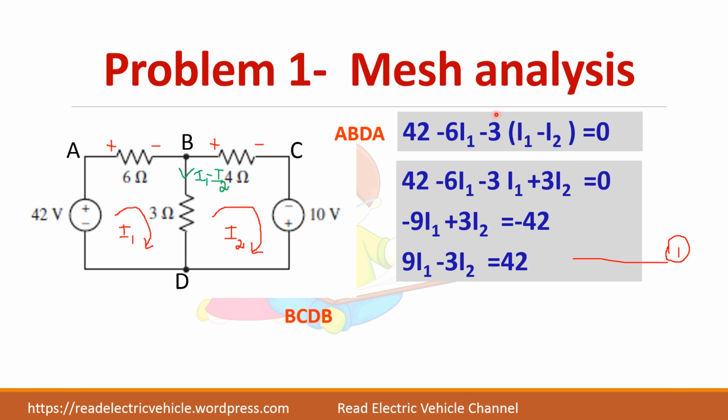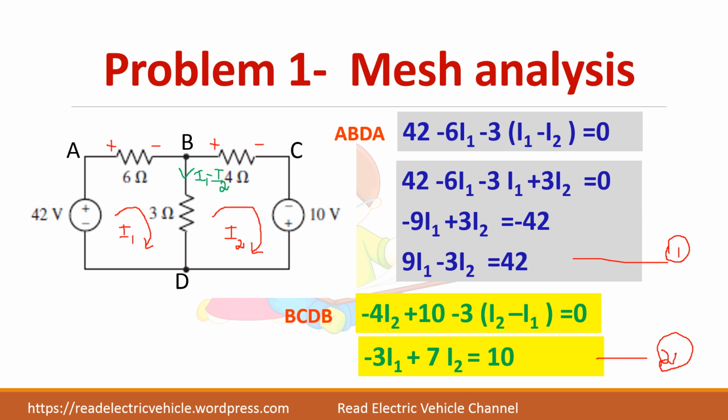Next, take the next loop, B, C, D, B. Let us start from this point B. Current I2, you see the current direction, it is going like this. So I can write minus 4 I2, and in this branch it is negative to positive, so plus 10. Here, forget about loop 1, you see only loop 2. I2 is flowing from D to B, so I am writing minus 3 into (I2 minus I1). Either you can write plus 3 into (I1 minus I2), or minus 3 into (I2 minus I1), equal to 0. Simplify this and you will get the second equation.